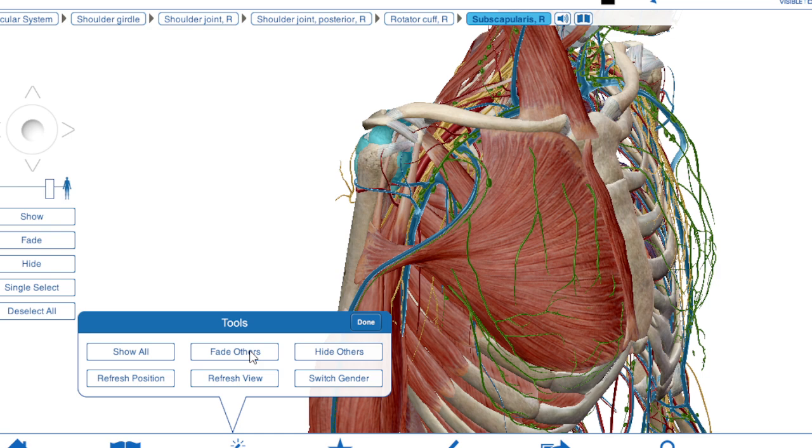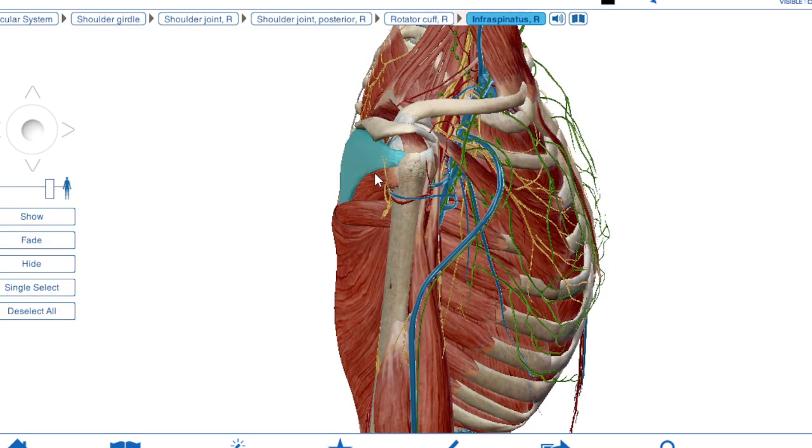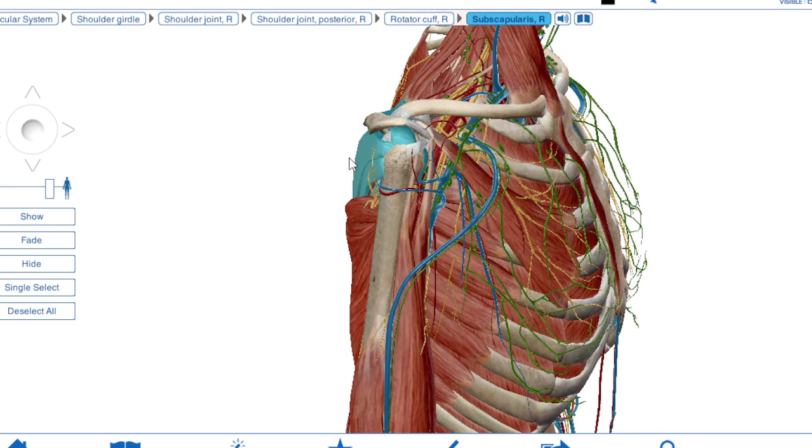I deselect all and remove the pectoralis major. This is the deltoid muscle, and after the deltoid, supraspinatus, infraspinatus, teres minor, and the subscapularis muscle. I will show the subscapularis muscle completely. But these four muscles are attached to the humerus, just like a circle, and these four are called rotator cuff muscles.